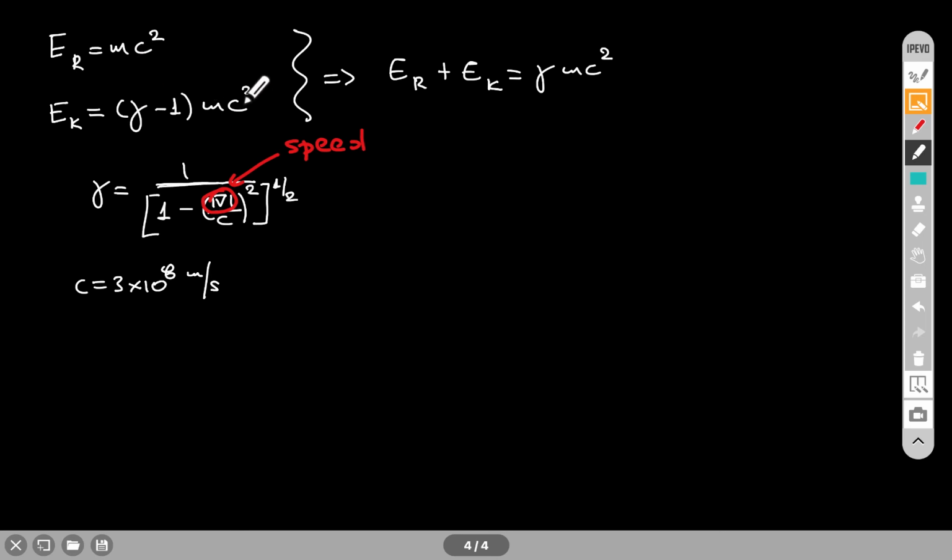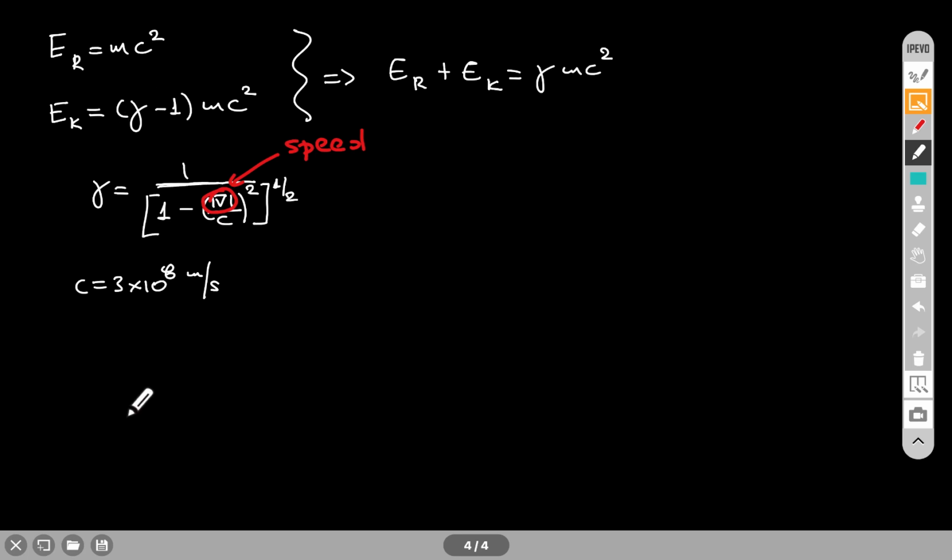Now, this expression is valid for any speed. Whether the object is very slow compared to the speed of light, or whether the object is moving at a speed very close to the speed of light, no matter what the speed is, this is the definition of the kinetic energy. This is always valid. Now, this is in contrast with the approximation of the kinetic energy that we often make, especially in introductory physics, that is only valid for low speeds.